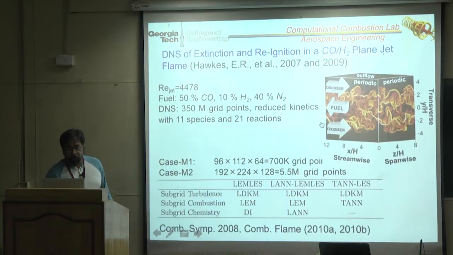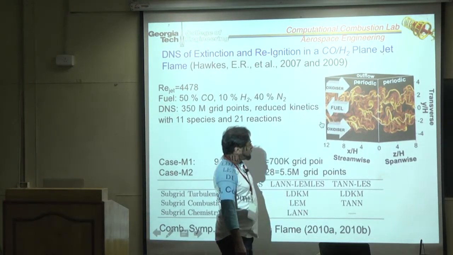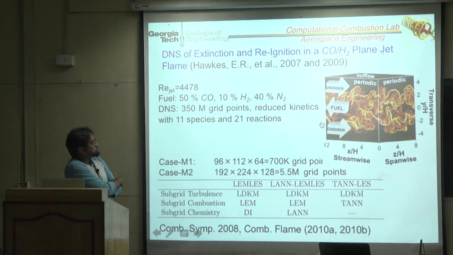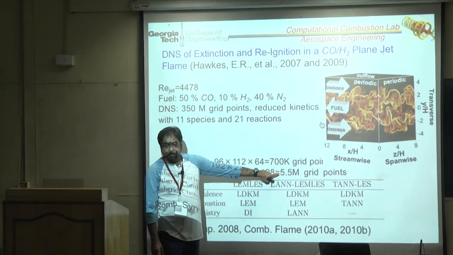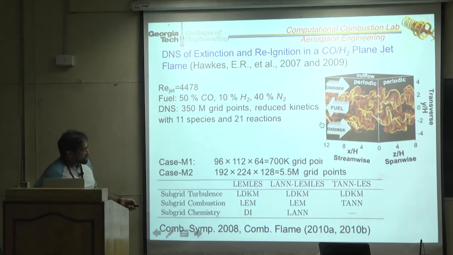The idea was to compare with the DNS. This was a simple periodic box problem with oxidizer and fuel, and two flames formed. The Reynolds number is around 4,000. This is an 11 species, 21 reaction mechanism, and the DNS was done by Sandia using 350 million grid points, a very high resolution DNS. We ran a 700,000 grid point and a 5 million grid point LES, so orders of magnitude cheaper than DNS, but with the same chemistry and same problem. Then we compared with subgrid turbulence. LDKM is a KSTS model with LEM and the turbulent neural nets, and DI stands for direct integration, the brute force LEM LES.